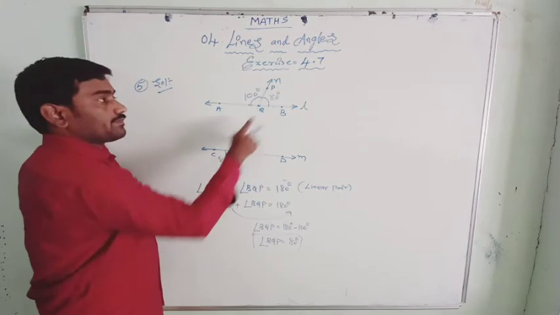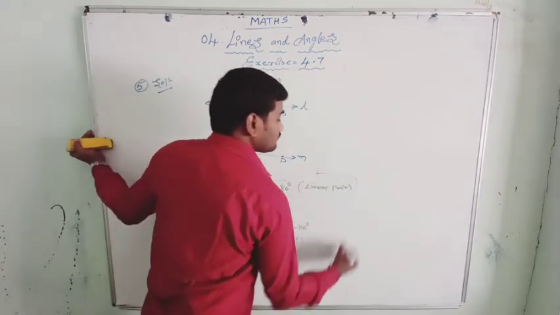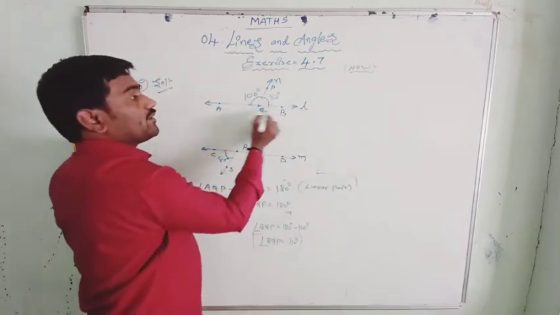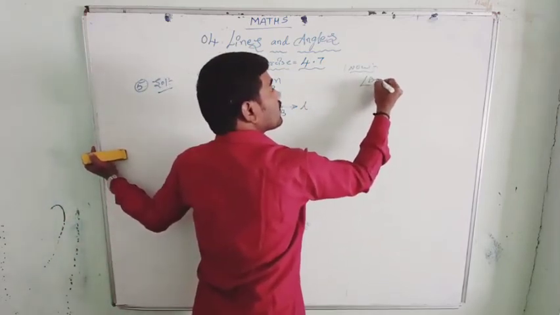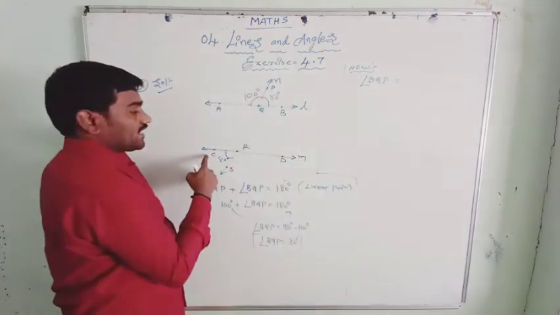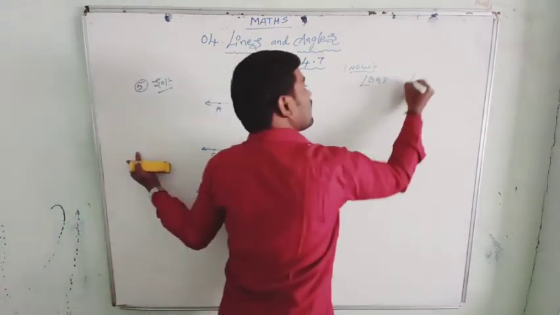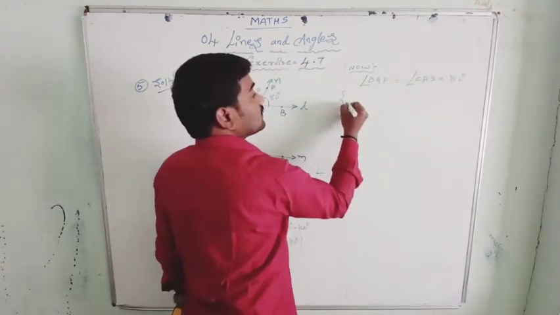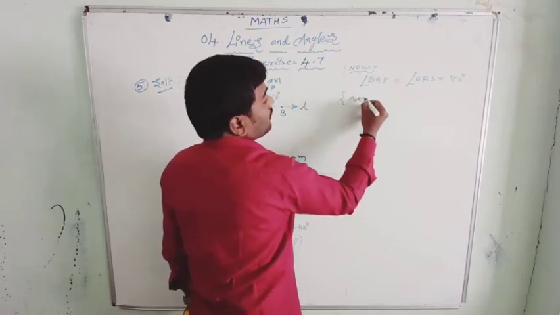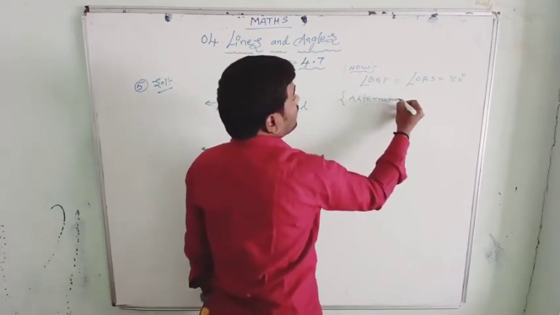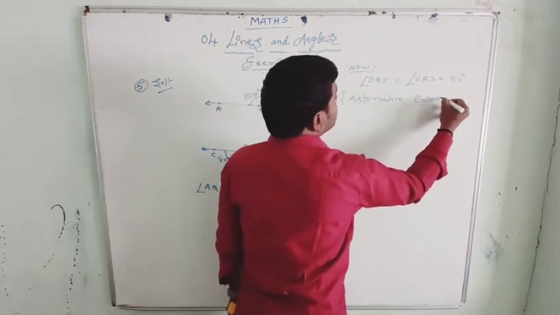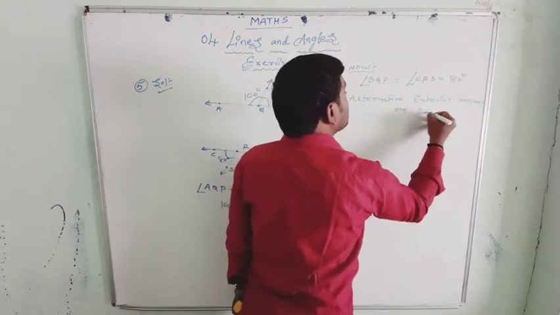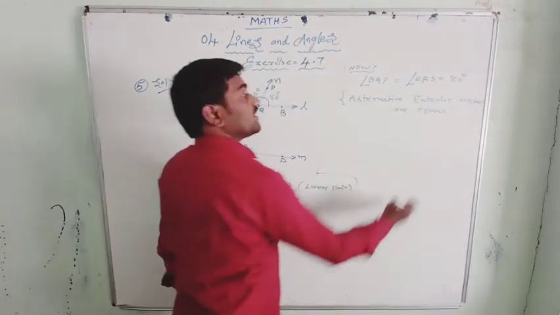Now from the figure, angle BQP is equal to angle CRS. Angle CRS equals 80 degrees. That means here alternate exterior angles are equal.